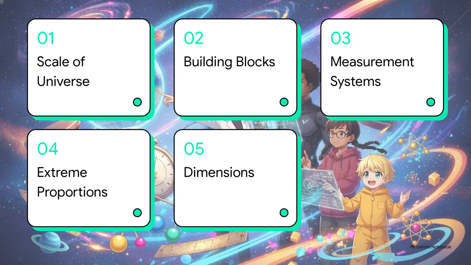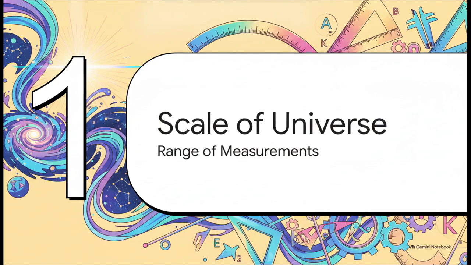So, how does it all work? Well, here's our roadmap for today. 1. The scale of our universe. 2. Physics' fundamental building blocks. 3. The systems of measurement. 4. Navigating extreme proportions. And 5. The secret code: dimensions. Let's dive right into section 1, the scale of our universe.